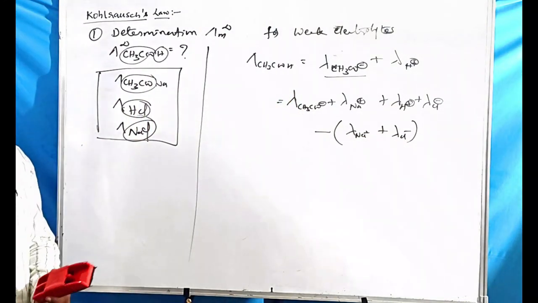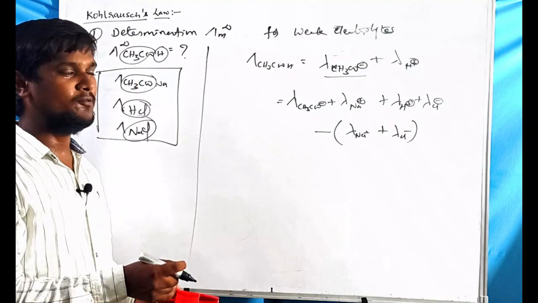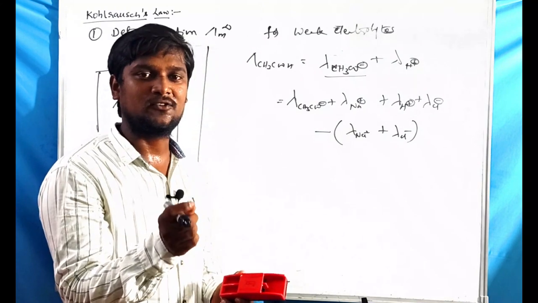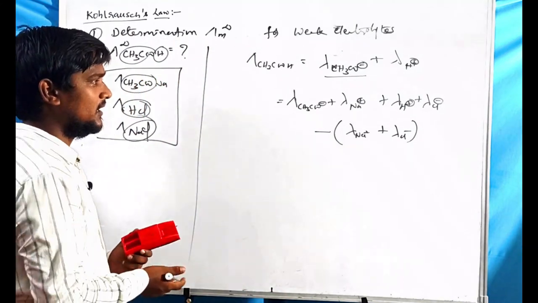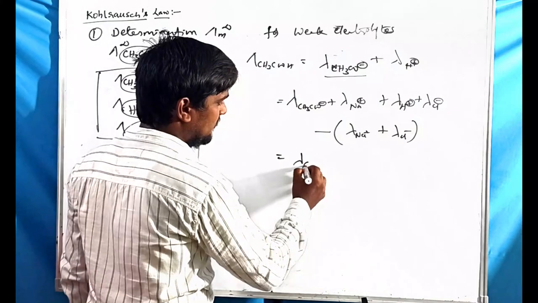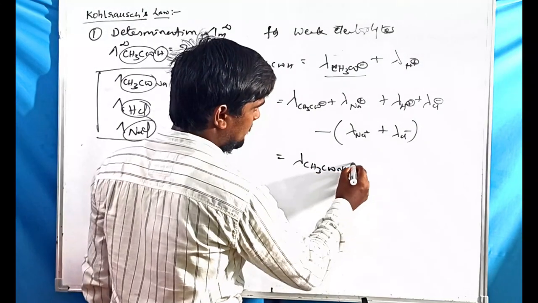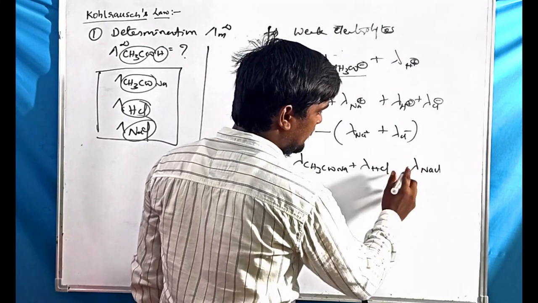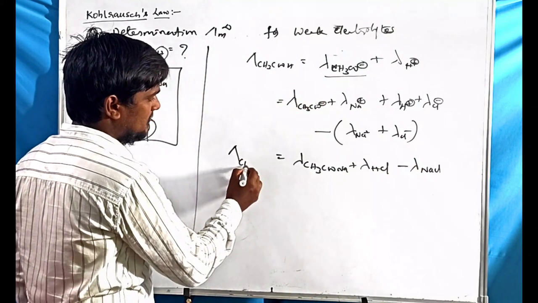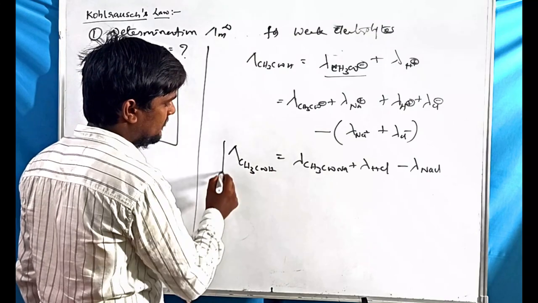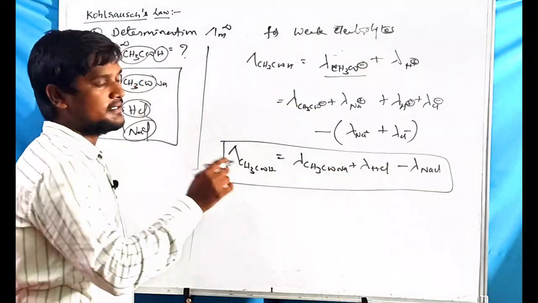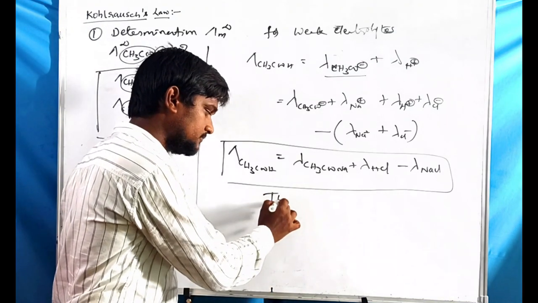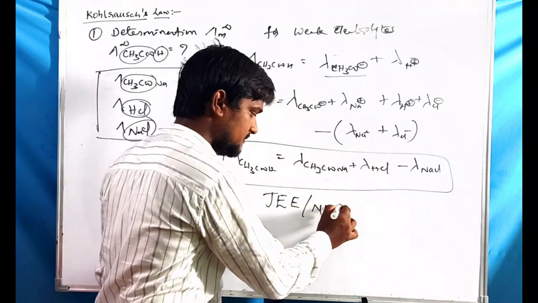Okay, so this is the method. This type of method is helpful for finding the equivalent conductance of weak electrolytes at infinite dilution. Now here we know that the equivalent conductance of CH3COOH is equal to the equivalent conductance of CH3COONa plus the equivalent conductance of HCl minus the equivalent conductance of NaCl, which is the better method to find the equivalent conductance of this type of weak electrolyte at infinite dilution. So it is a very, very important method for JEE as well as NEET students.